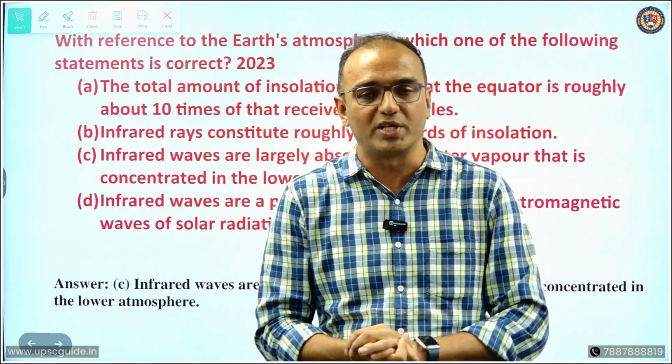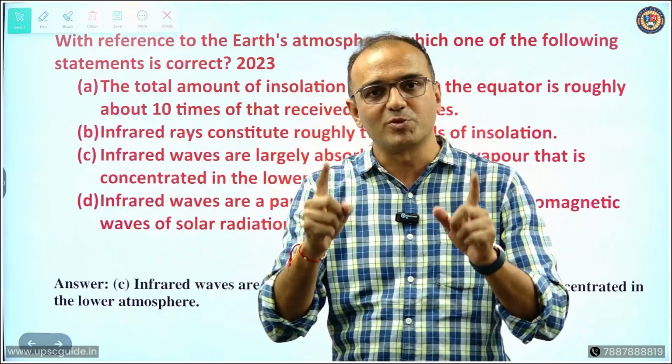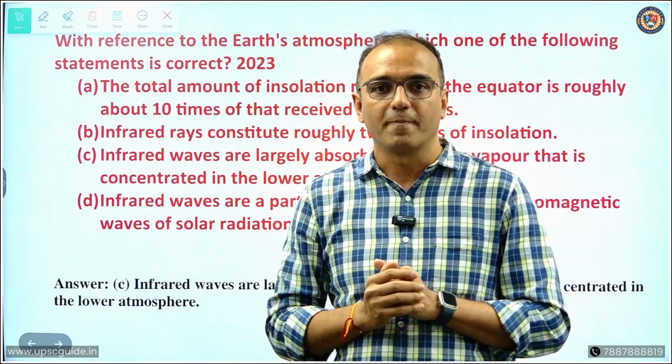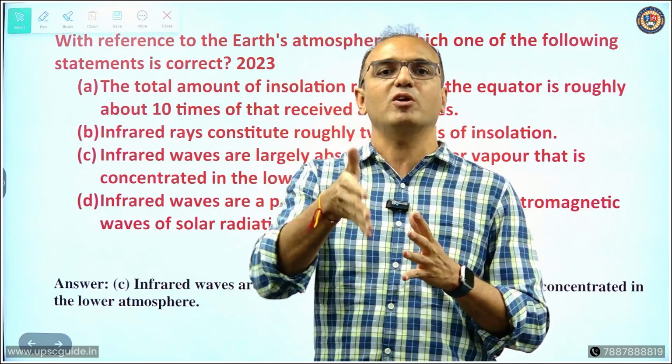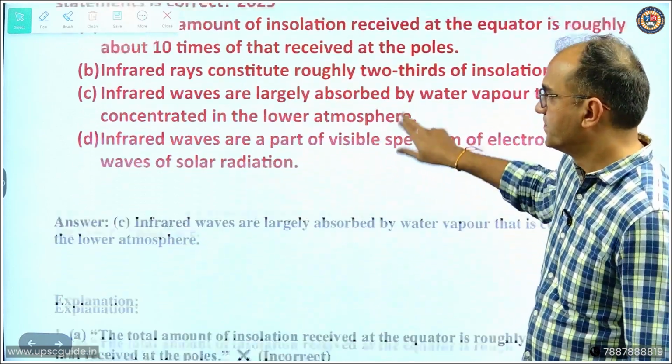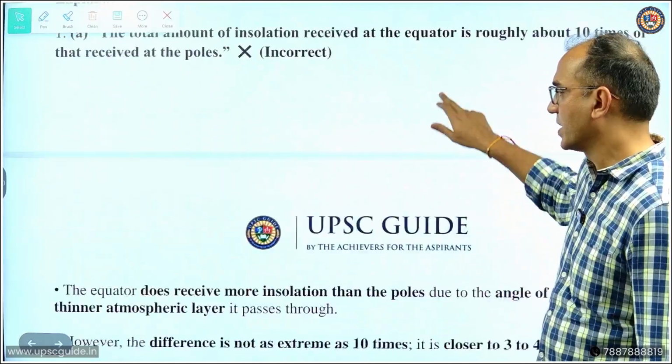All of you have studied this, you know this. VIBGYOR. After VIBGYOR, after the visible spectrum comes infrared. Before it comes ultraviolet. That is why infrared is not part of your visible spectrum. Clear? So explanation, the total amount of insolation received, this is incorrect.